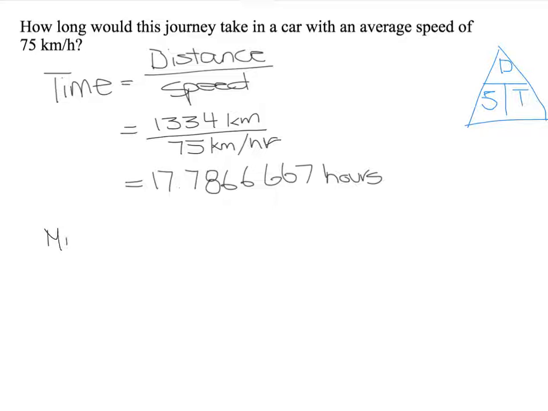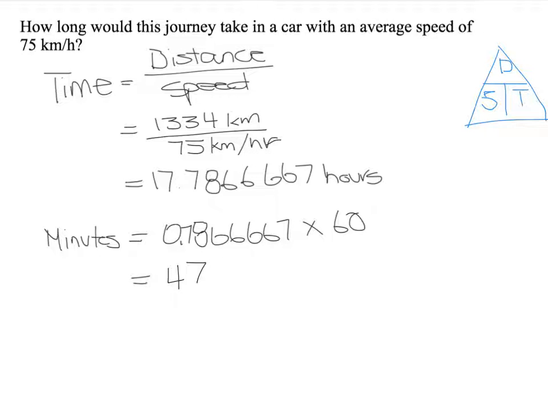Now, to convert that into minutes, that means I just take the 0.7866667, and I multiply it by 60. Okay, and so basically that gives me approximately 47 minutes. Okay, it's 47.2000.